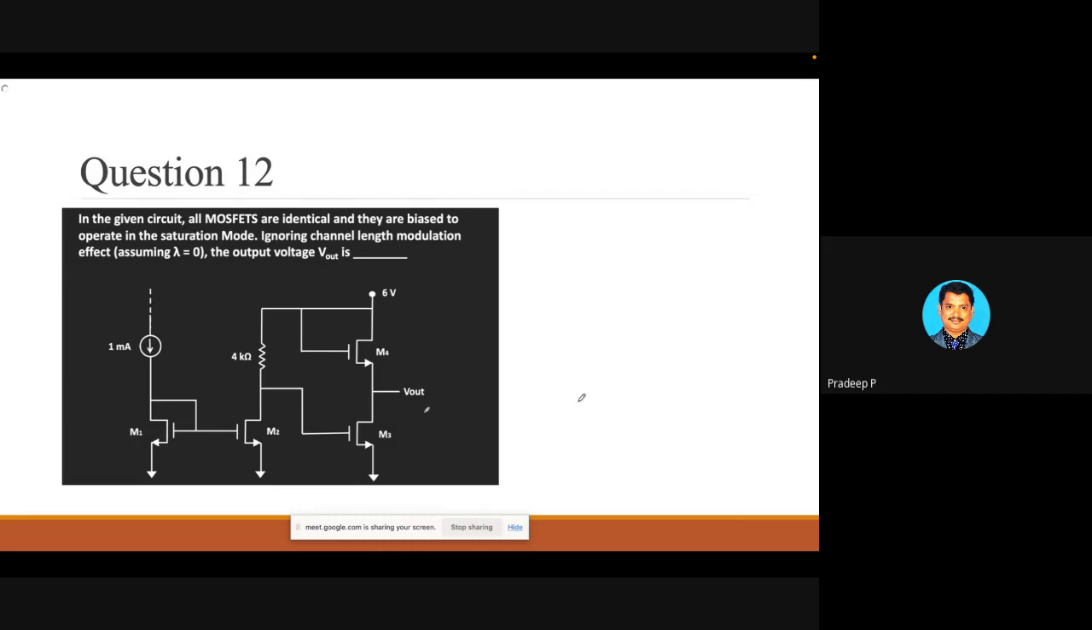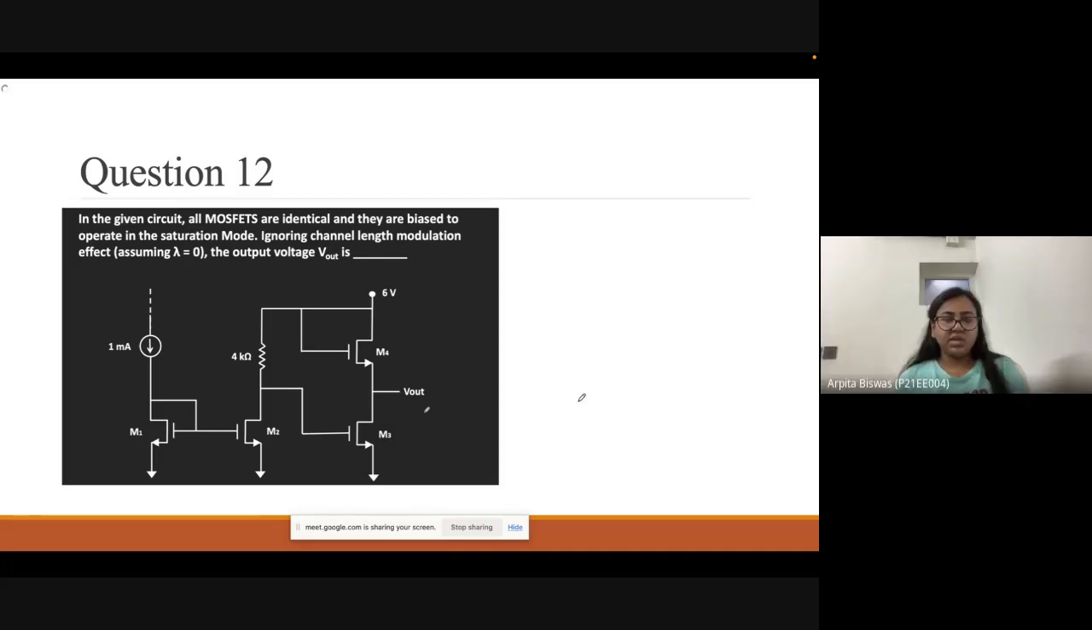Madam, we have to go for the equivalent circuit: gm1 into (ro1 parallel ro4), (ro3 parallel ro4). We should find out the output voltage now. Without doing the AC equivalent circuit, you can find it out. Just see the circuit carefully. At least try, then I will explain. There is no need to convert to the AC equivalent circuit. Directly, the result will come out.